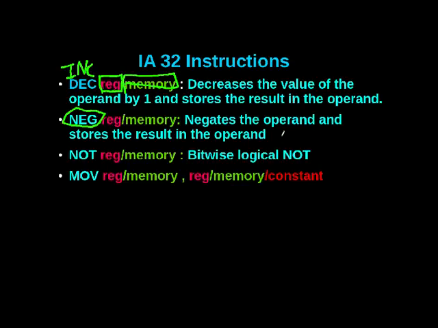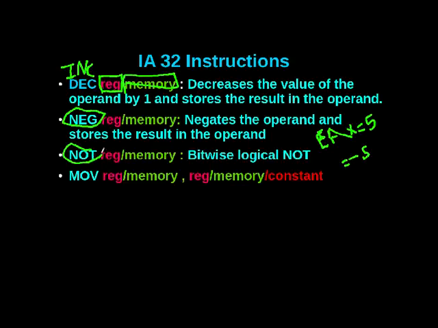It negates the operand and stores the result in the same operand. Like, let's say I have EAX equal 5, and I do the negate. Now EAX will equal negative 5.